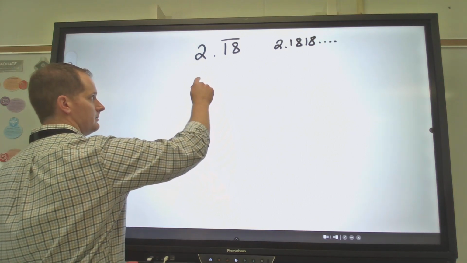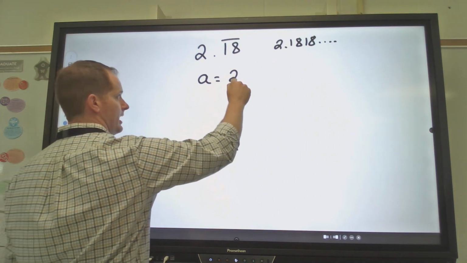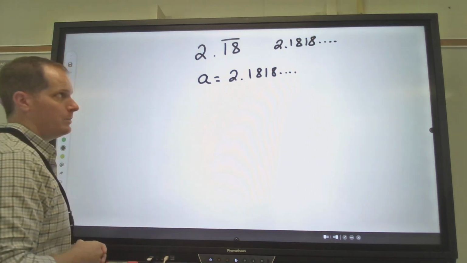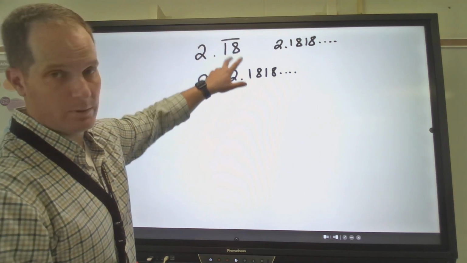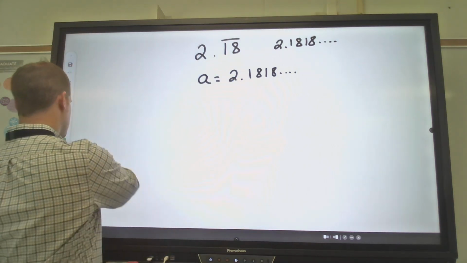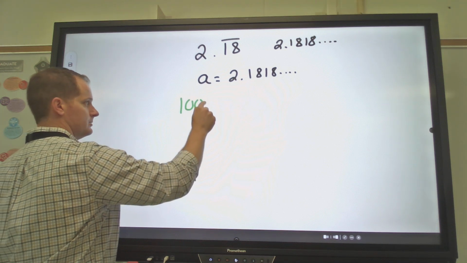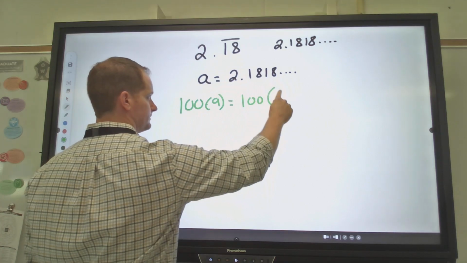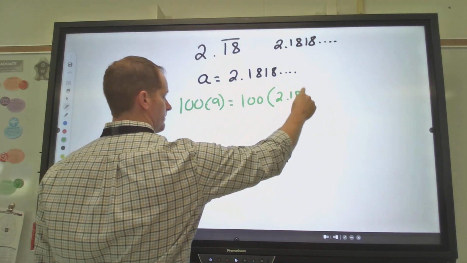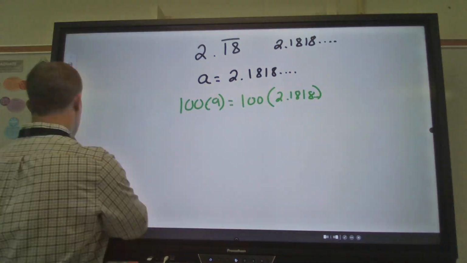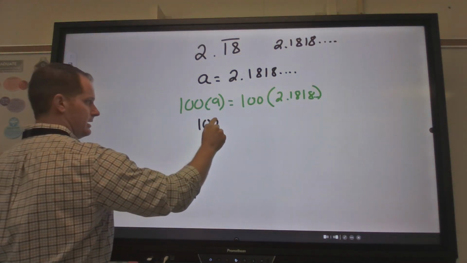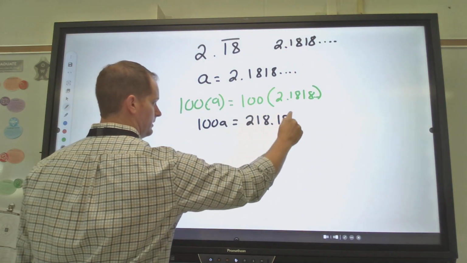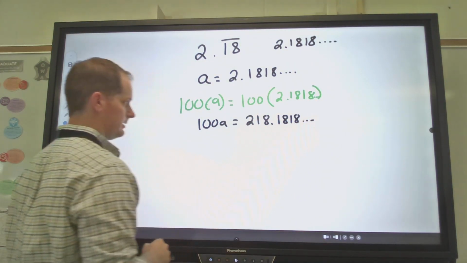So we need to identify a letter. Let's say A. A is 2.181818, so on and so forth. How many digits do we see that are repeating? Well, there are 2. Again, we're going to multiply by that 100 to help us. 2 powers of 10 is in fact 100. Whatever you do to one side, you have to do to the other to keep the balance. We are going to end up with 100A on the left and 218.1818 repeating infinitely on the right.